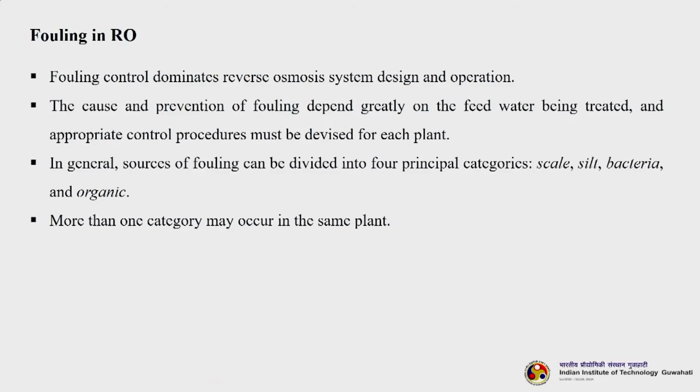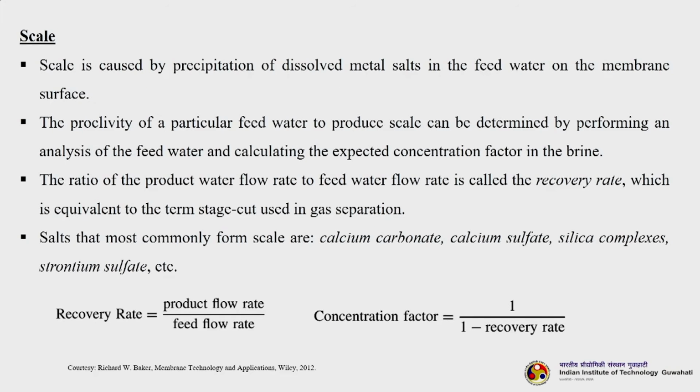In general, sources of fouling can be divided into four principal categories: scale, silt, bacteria and organic compounds. More than one category may occur in the same plant, especially when you are talking about desalination of seawater. Seawater contains so many compounds. It has scale forming compounds, silt, bacteria, and organic compounds also. So, let us see one by one these different types of compounds responsible for fouling.